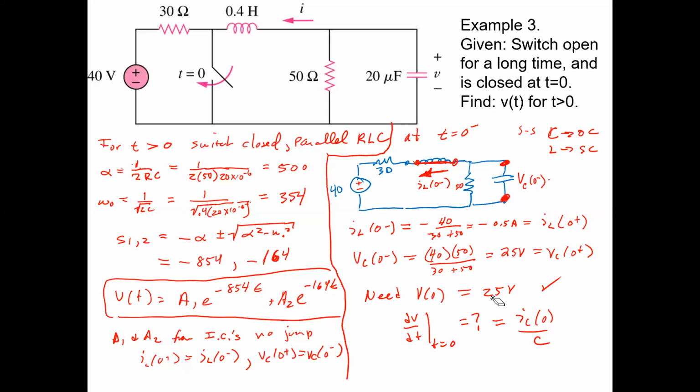Okay, and why is it IC over C? Because we know IC equals C dV dt. So that's why dV dt is IC over C.